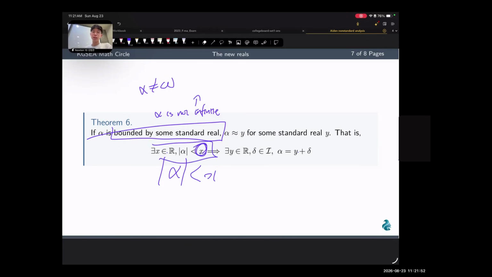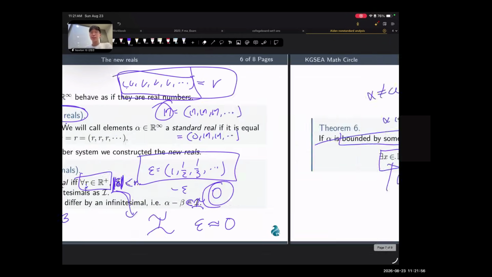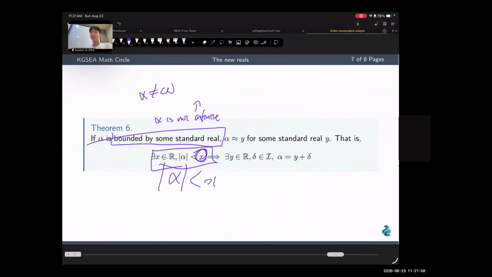If this doesn't hold true, then alpha, the same way we define infinitesimals, is a type of infinity. So we're not going to talk about that. So every bounded alpha is going to be infinitesimally close to some standard real, something that's standard. Alpha does not have to be standard. It just has to be bound by a standard number. But in any case, it's still going to be infinitesimally close to some standard real y.